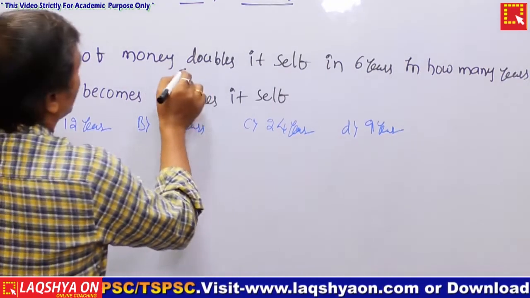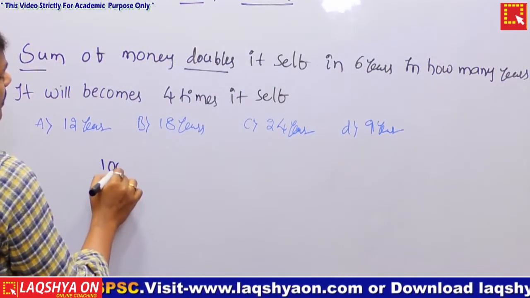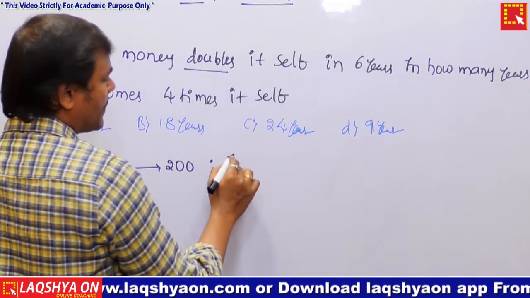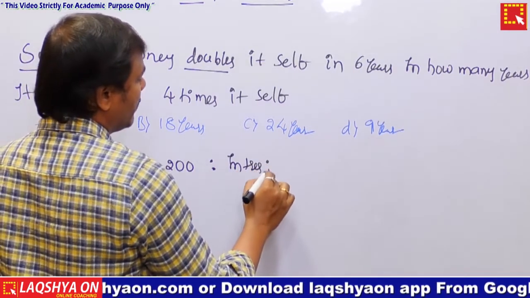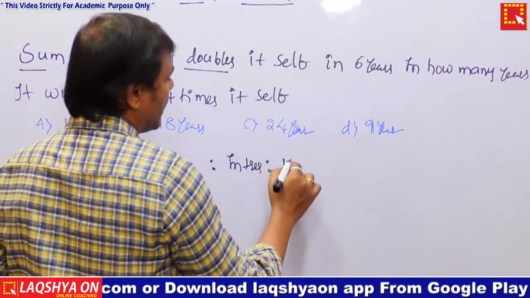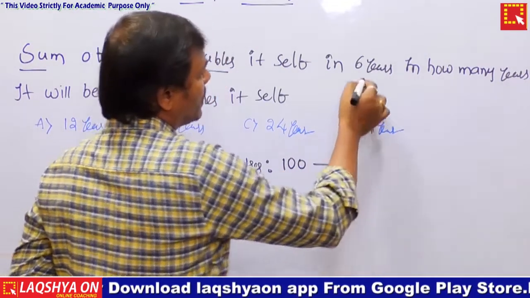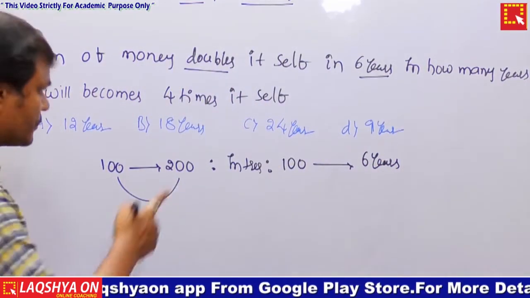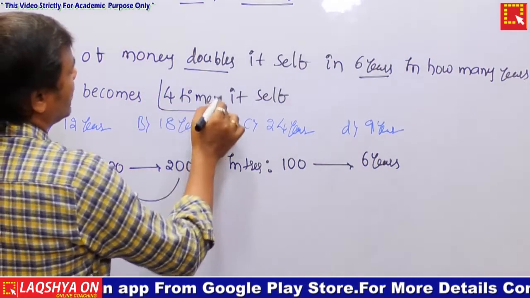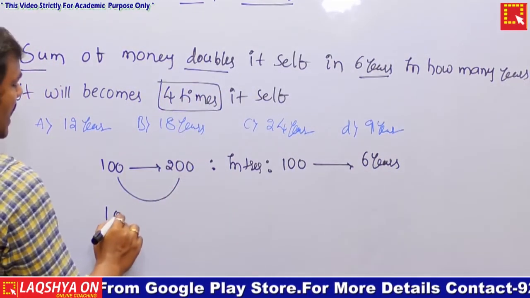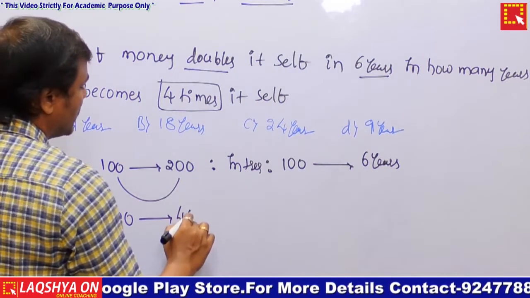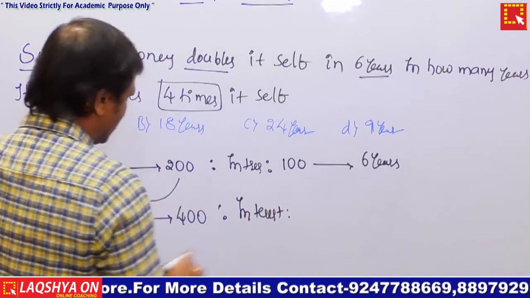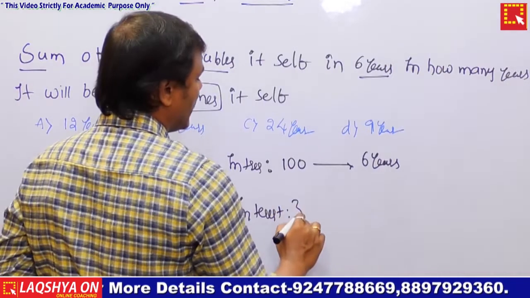What does it say? A sum of money doubles, so 100 becomes 200. As in the previous problem, the interest increases from 100 to 200, so the interest is 100 for 6 years. This is the first statement. Now 4 times itself means 100 becomes 400. So the interest is 100 to 400, which is 300.